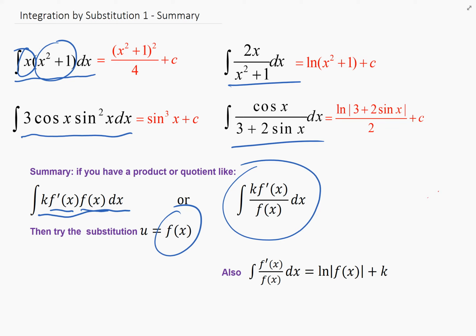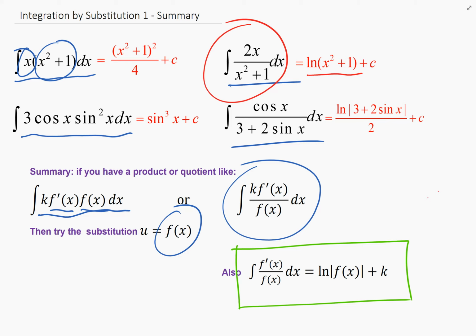It's worth pointing out though that if you notice, as in this question, that when you differentiate the denominator, you get exactly the same as the numerator, then to save time, you can just write down the answer. It's just ln of the denominator. That's using the rule at the bottom here. So that might be worth remembering. It saves you time in some questions, but only if the numerator is exactly the same as the derivative of the denominator.